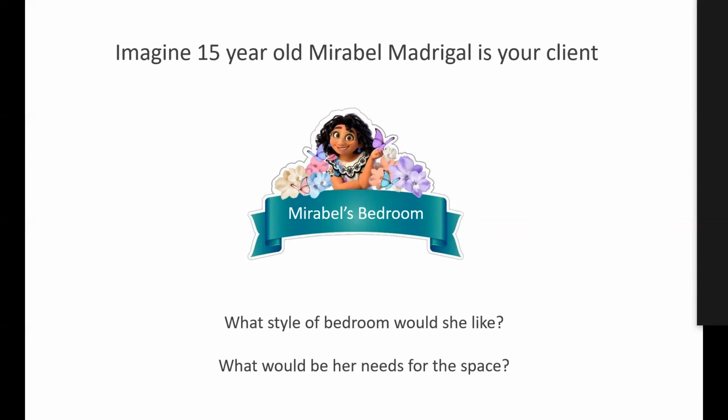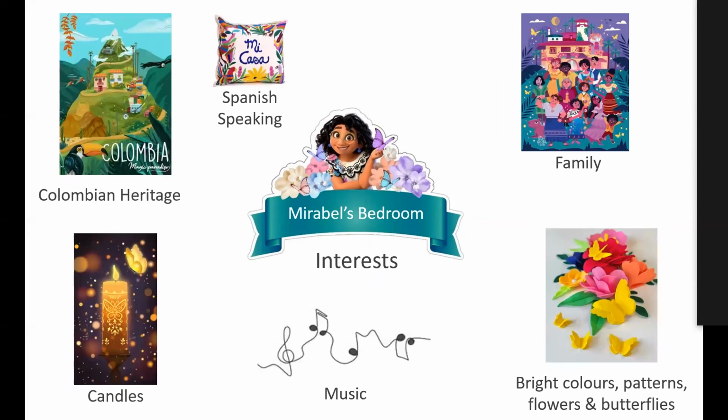So I started to have a brainstorm with my daughters about this actually, and they thought, well, her family's really important to her, so she probably needs some family photos or something relating to her family in her bedroom. She loves bright colours, patterns, and she loves flowers and butterflies as well, because you can see by how she dresses. She's into music. She's got a great voice. She likes to sing, and her whole family seems like they're into music.